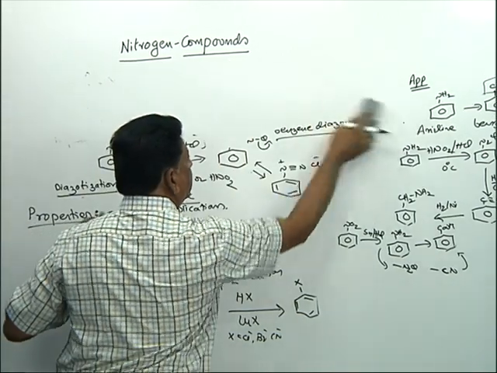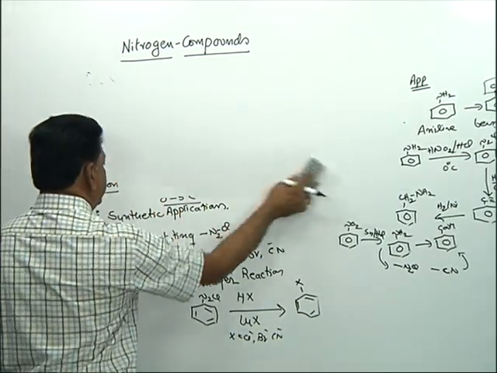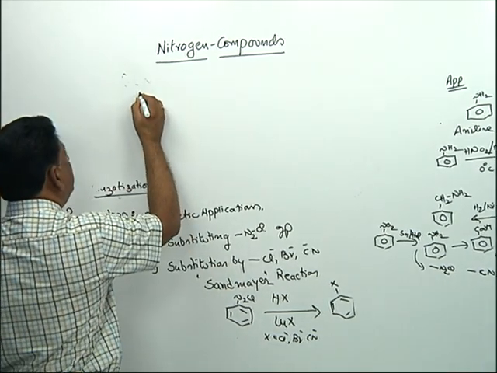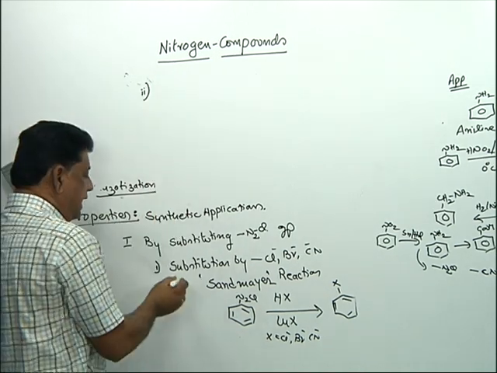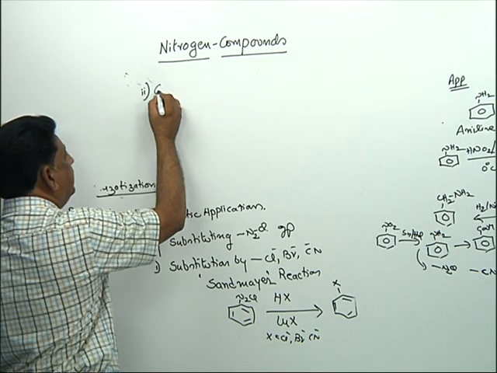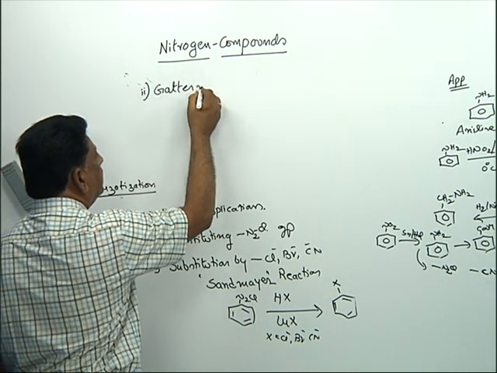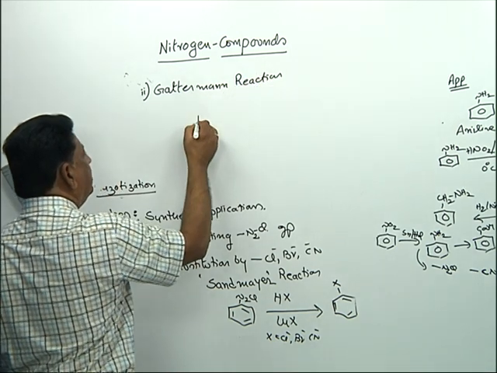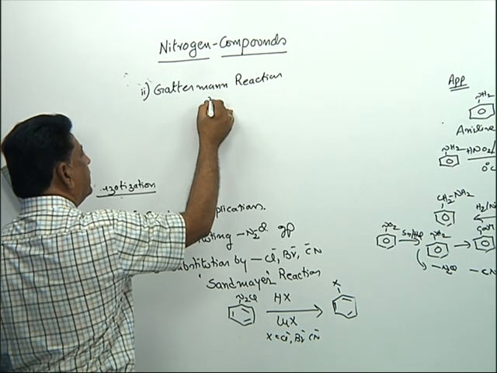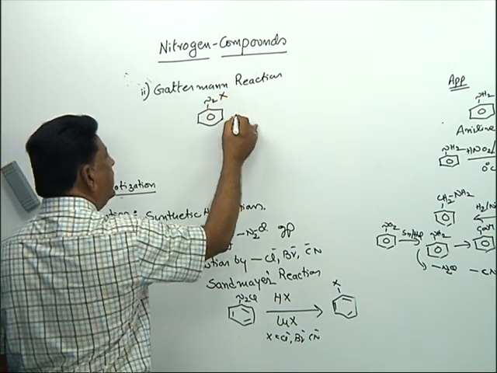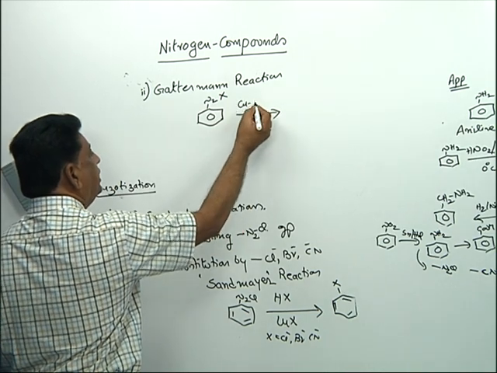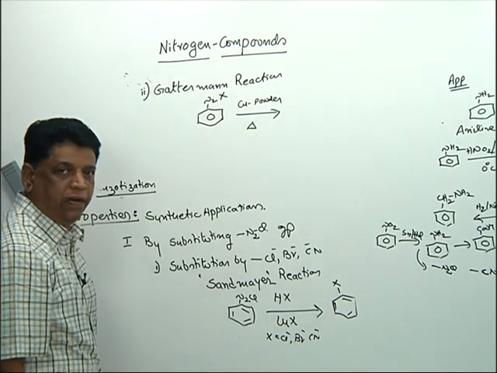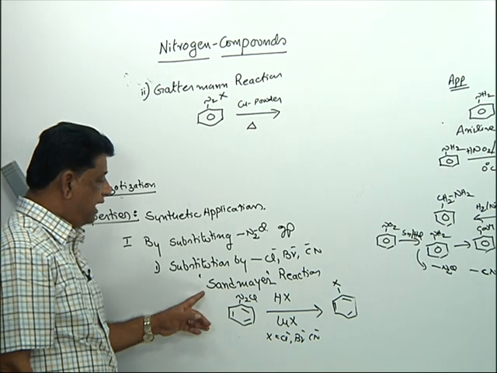Then let us go for some other applications, that is properties of the compound. One is substitution by this one. Second one is there is another reaction just like Sandmeyer reaction, called Gattermann reaction. In this reaction also we are able to convert diazonium chloride into the X. But here, X containing diazonium chloride you take, heat it with the copper powder. Just heat it. What is the advantage of this reaction over the name reaction called Sandmeyer?